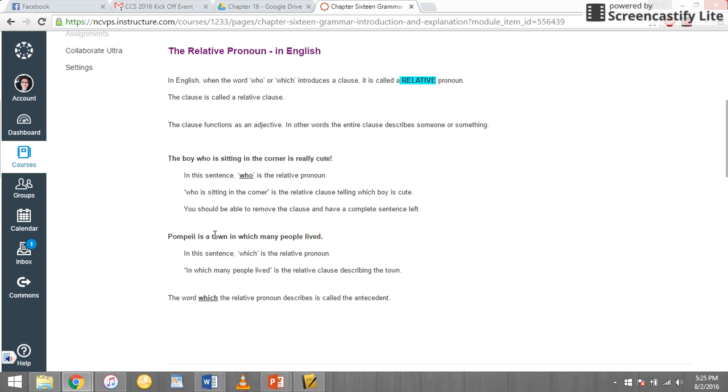Pompeii is a town in which many people live. In which many people live is the relative clause because it describes the town. Pompeii is a town is a sentence by itself. In which is a prepositional phrase. So in this case, which would be the object of the preposition in. Up here, who is sitting in the corner, who is the subject of is sitting. So who would be nominative.